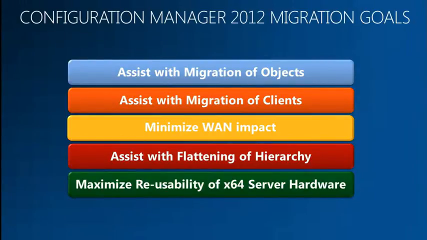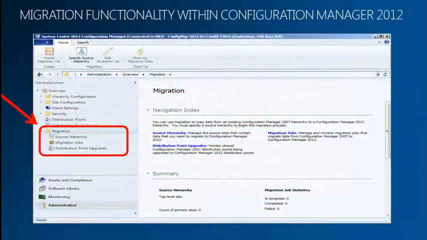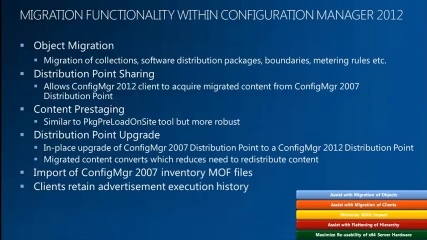The goals that we had: assist with the migration of objects and clients, and minimize the WAN impact while we're doing stuff. The content's already down there, so why do we need to re-push it down there? It's pretty much the same. Assist with flattening your hierarchy, simplification, and then reusing the 64-bit hardware that's down there and leveraging that. So these are our goals. And these goals ended up being front and center in terms of what we implemented within the product, a migration feature set. And so within that, there's quite a few different things that we provide in terms of migration.